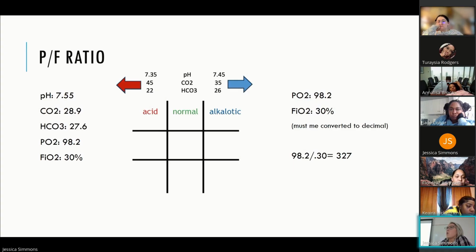Okay. So the way I was thinking about it was like 30 out of 100, which is like, if you put that in a fraction and then converting a fraction into a decimal, my brain just was not working. But the point is that you divide the 98.2 by 0.3, and that's how you get your PF ratio, which is 327. Did I just confuse the heck out of you? And yes, you would divide the number by 100. 30 divided by 100 would be 0.3.